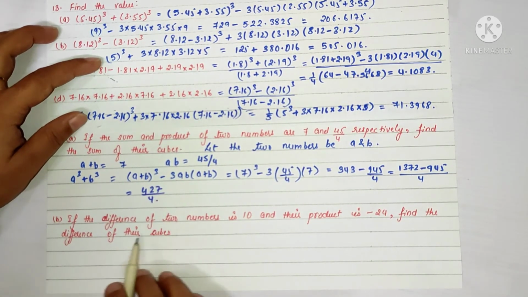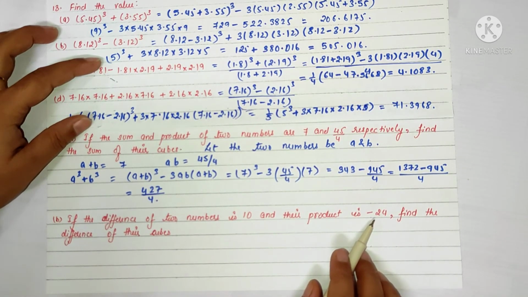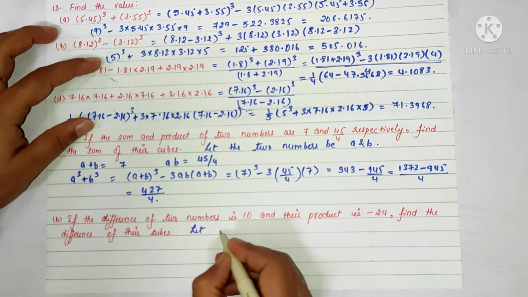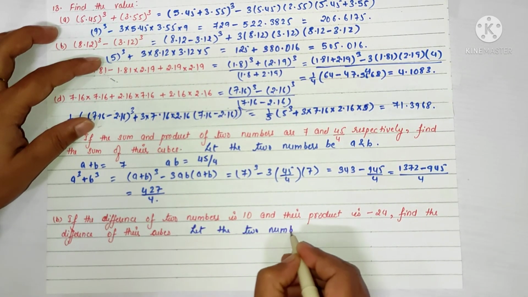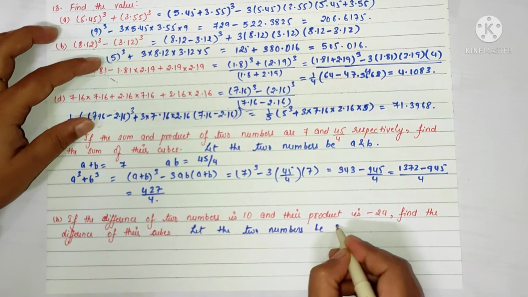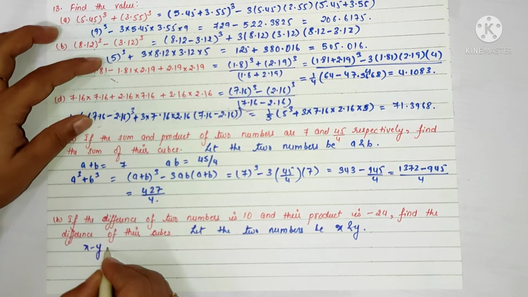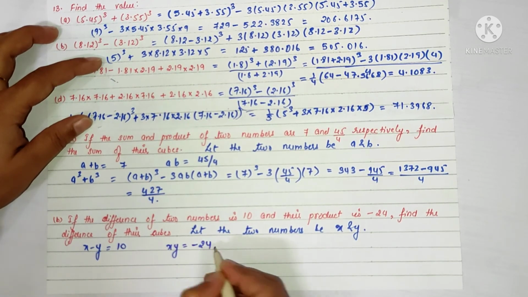Next part is the difference of the two numbers is 10 and their product is minus 24. Find the difference of their cubes. So let us consider the two numbers be x and y. So we know the difference, that is x minus y is 10 and x into y is minus 24.